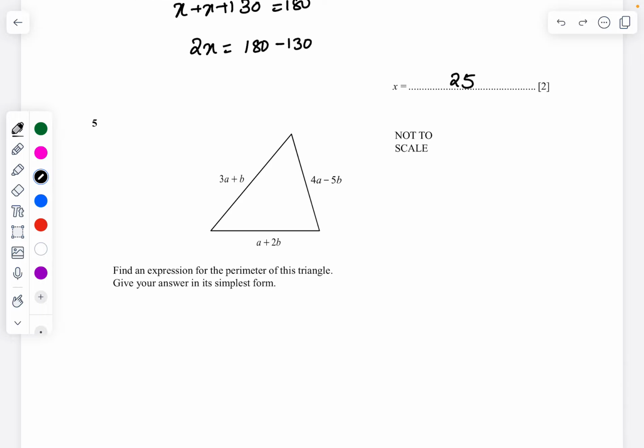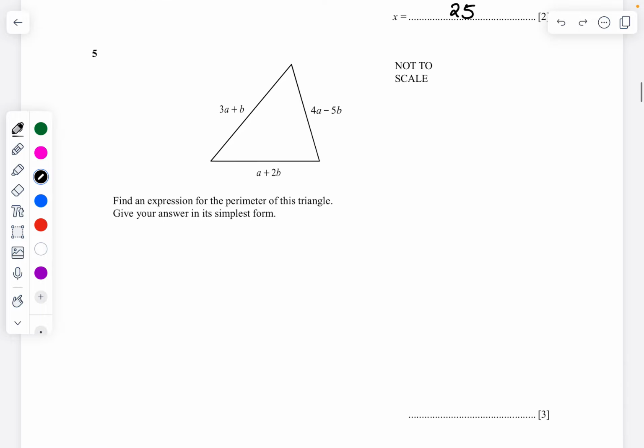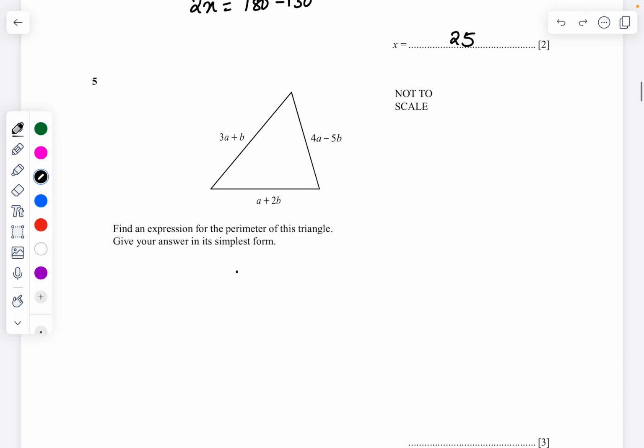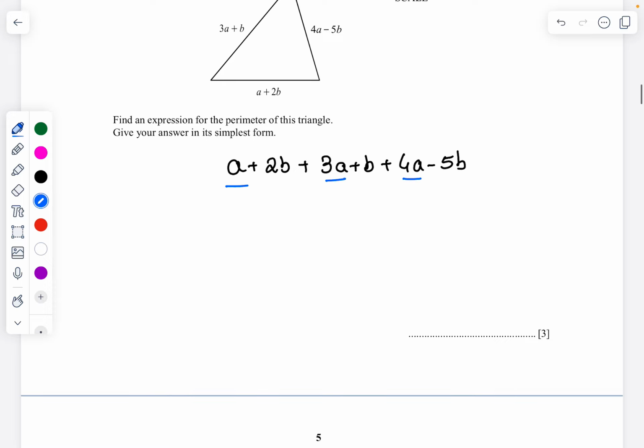Find an expression for the perimeter of the triangle. Give your answer in the simplest form. Perimeter means add all the sides. a plus 2b plus 3a plus b plus 4a minus 5b. So when I add it out, 3a plus a is 4a, 4a plus 4a is nothing but what? 8a. Then 2b plus b is 3b, 3b minus 5b is nothing but how much? Minus 2b.